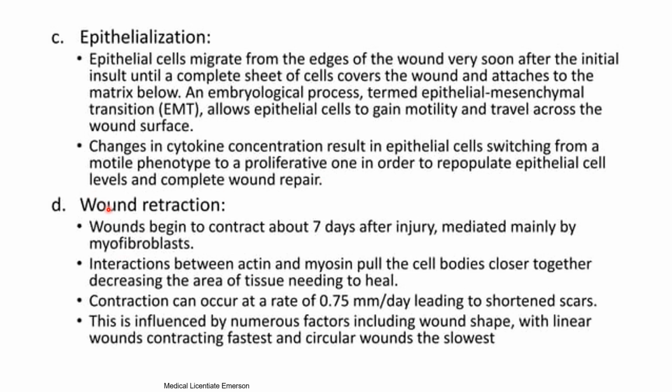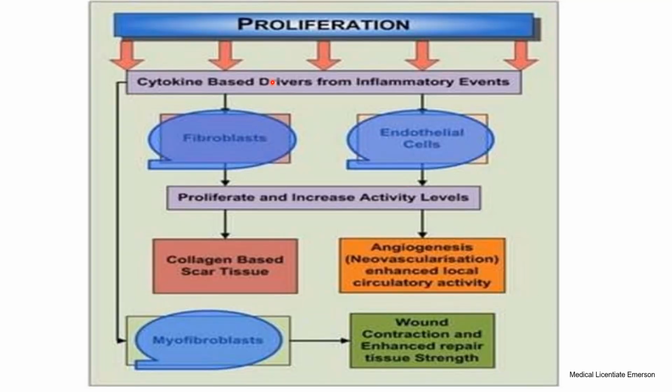Then wound contraction. Wounds begin to contract about 7 days after injury, mediated mainly by the myofibroblasts. Interactions between actin and myosin pull the cell bodies closer together, decreasing the area of tissue needing to heal. Contraction can occur at a rate of 0.7 millimeters per day, leading to a shortened scar. This is influenced by numerous factors, including wound shape, with linear wounds contracting faster and circular wounds the slowest. So this is the proliferation phase.